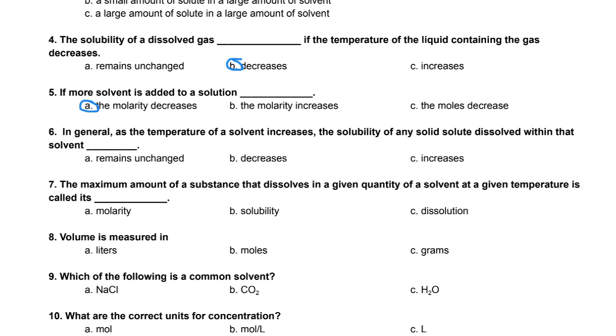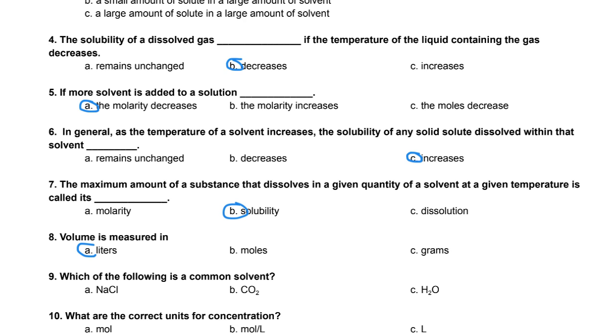All right, in number 6, in general, as the temperature of a solvent increases, the solubility is also going to increase, which means the amount of solid dissolved is going to increase. Number 7, maximum amount of a substance that dissolves in a given quantity of a solvent, that is the solubility. Solubility is how much will dissolve in a given amount of water.